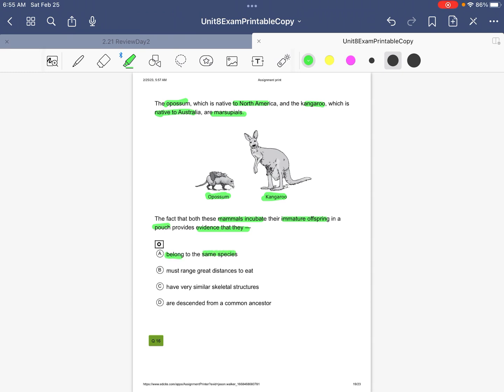So they belong to the same species? Just by looking at them, we can see that they're possibly not the same species. Remember, the same species can reproduce and produce offspring. By looking at them, it is very unlikely that they can both have offspring together. Range great distances to eat? By looking at them, I cannot tell you what they eat, so that's not easy to see. They have very similar skeletal structures.